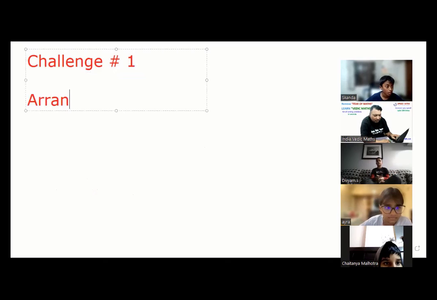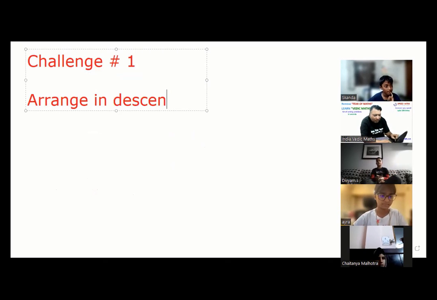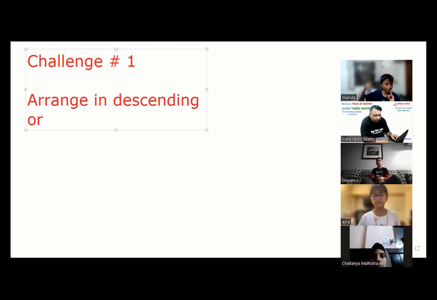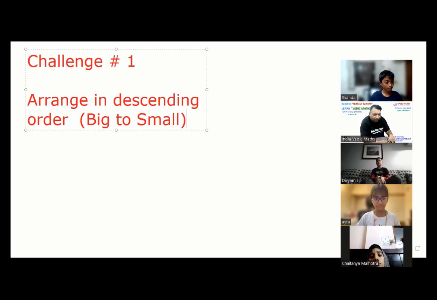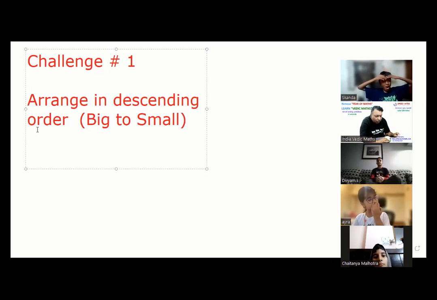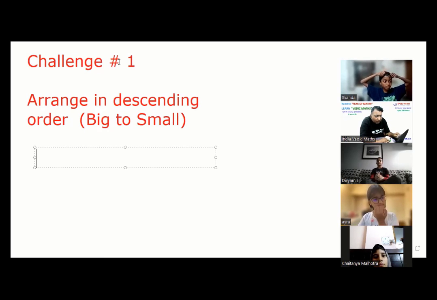Arrange in descending order. What does descending order mean? Sir, can we write ABC or do we have to write the number? You can write ABC. Okay. What does descending order mean? Big to small. Correct, everybody? I am going to give you only 3 numbers to start with, and then we're going to increase later. You have to arrange in descending order.